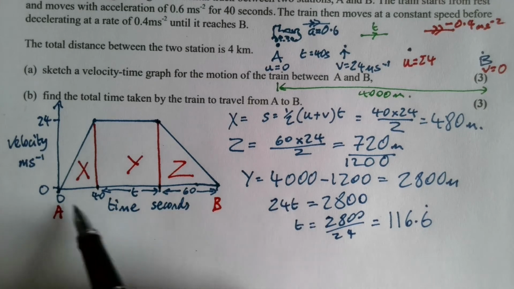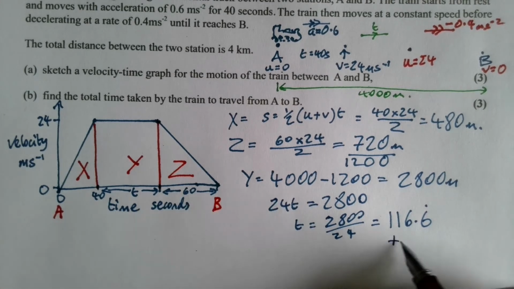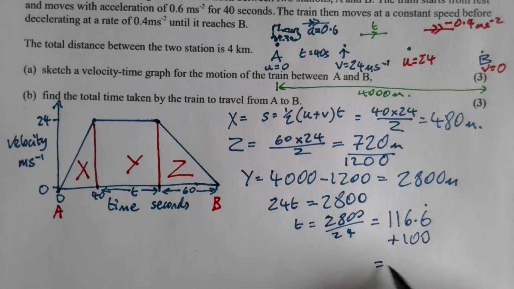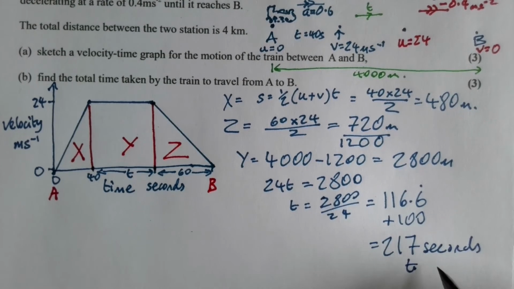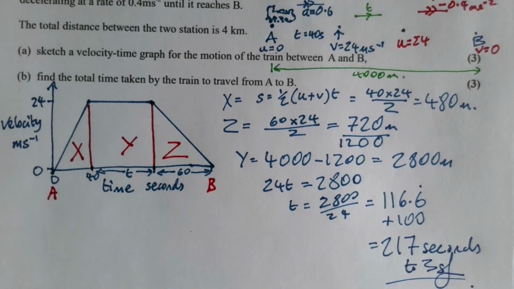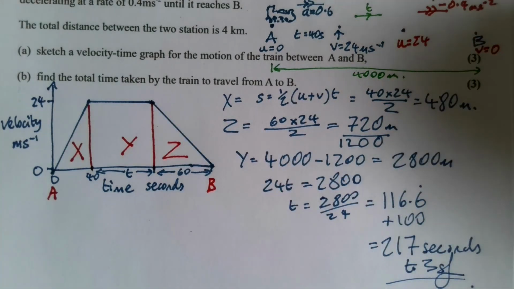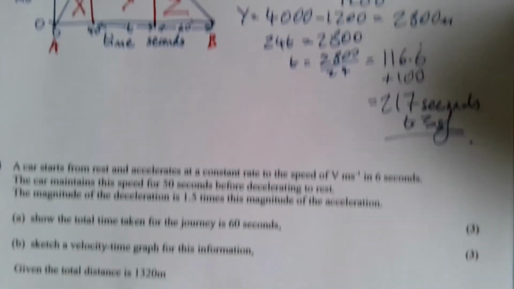The question is the total time taken by the train to travel from A to B. So we then need to add the 40 and 60 seconds on. So add another 100, gets us 217 seconds to 3 significant figures. And that's the first question sorted out. So that's question 2. And next we're going to move on to question 4.